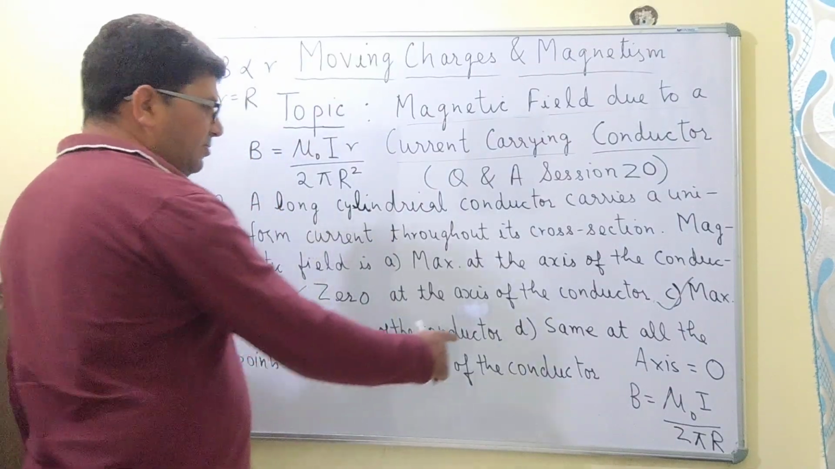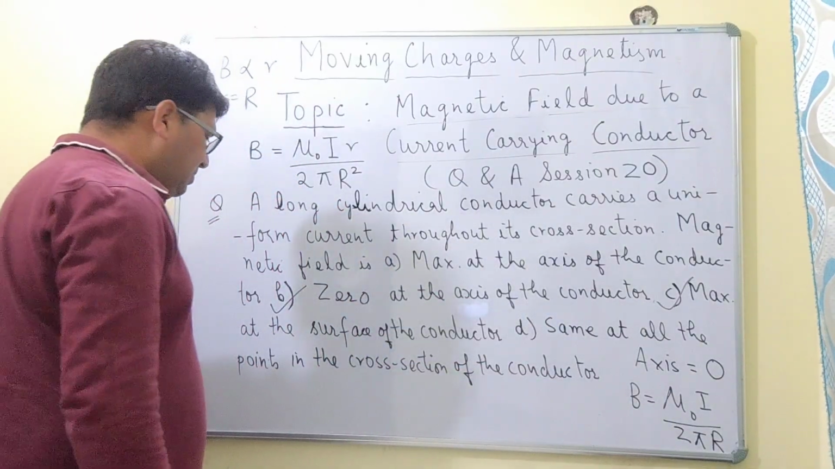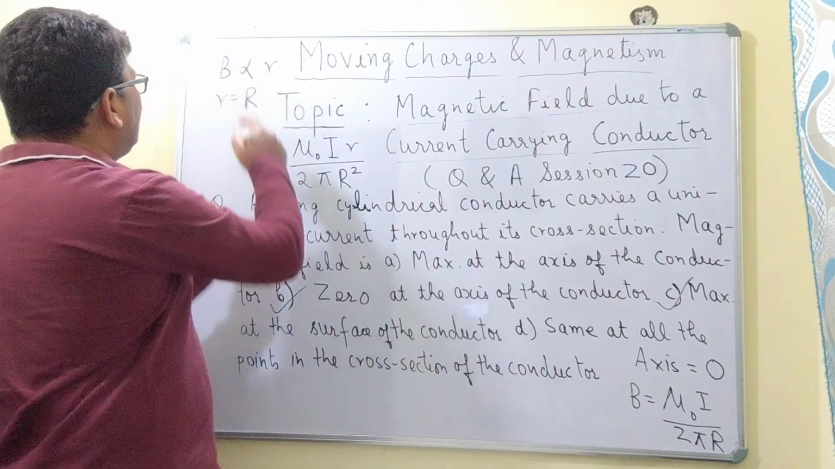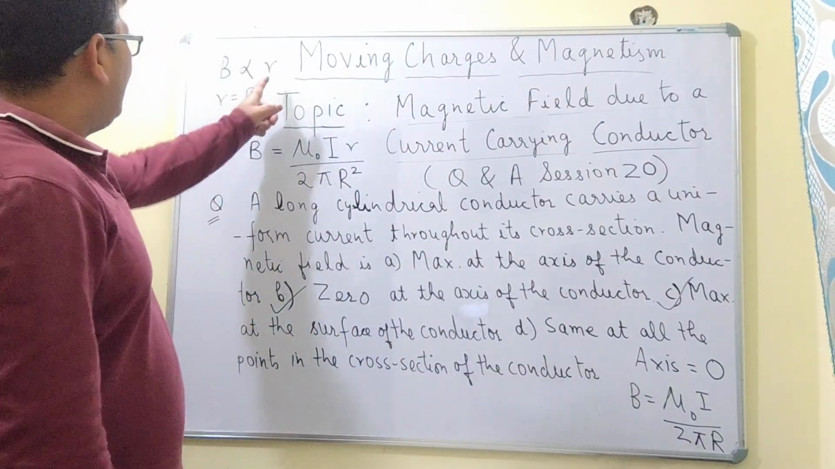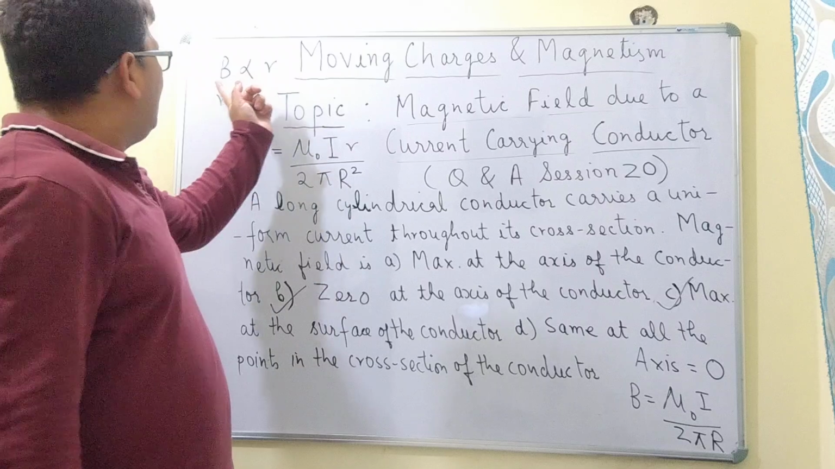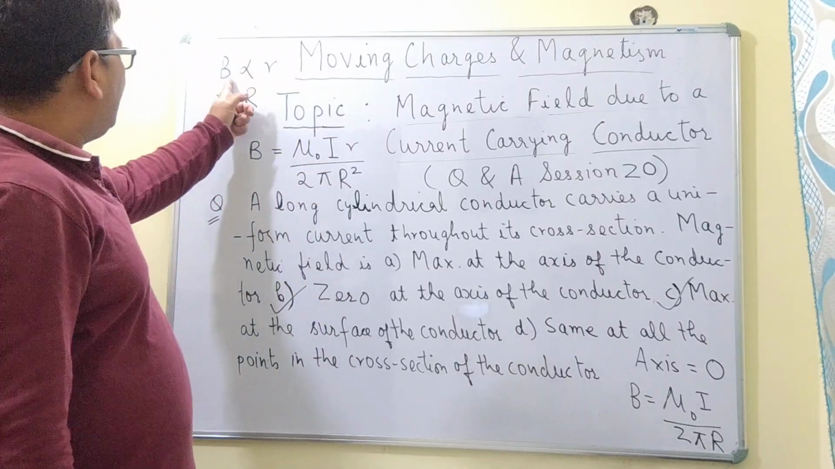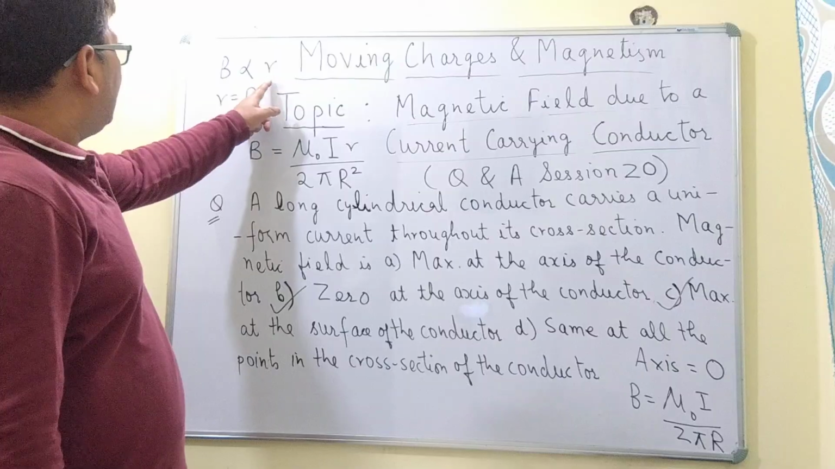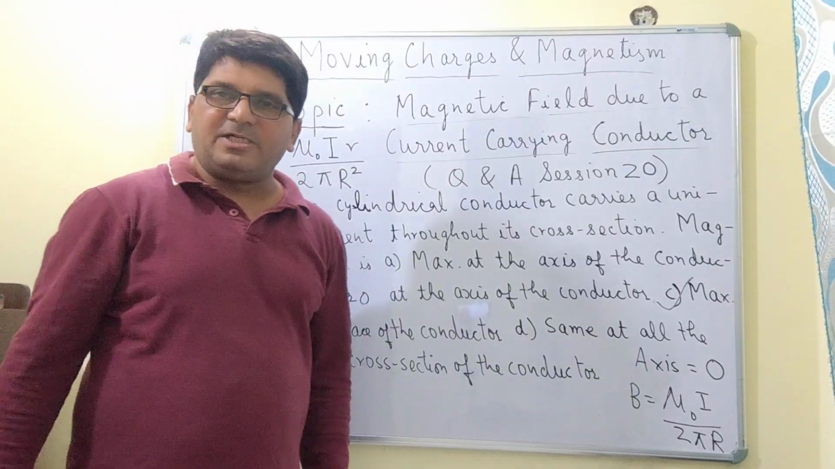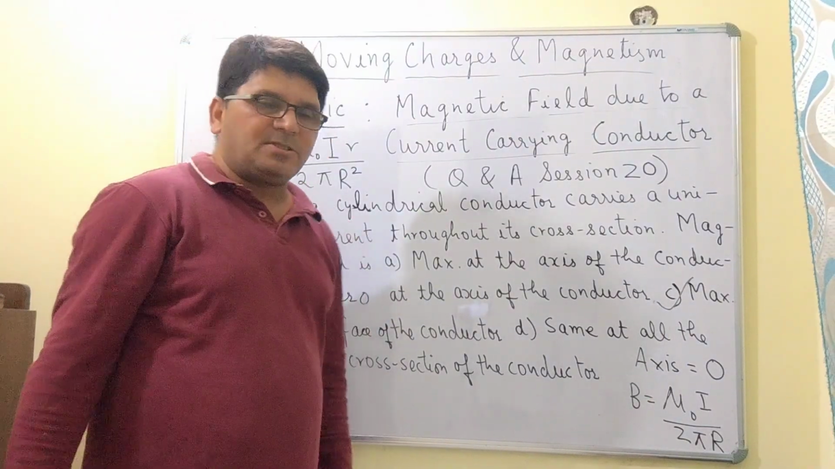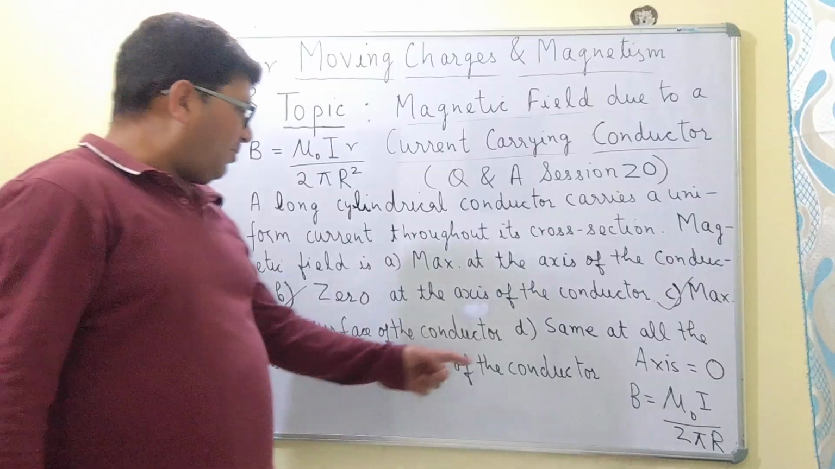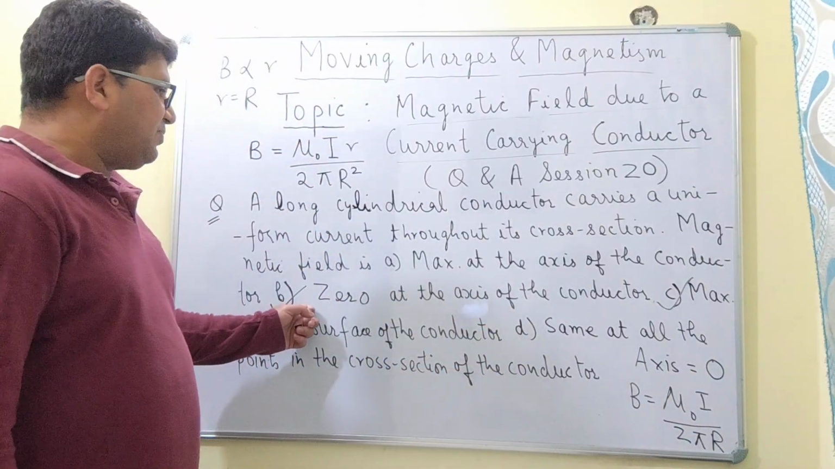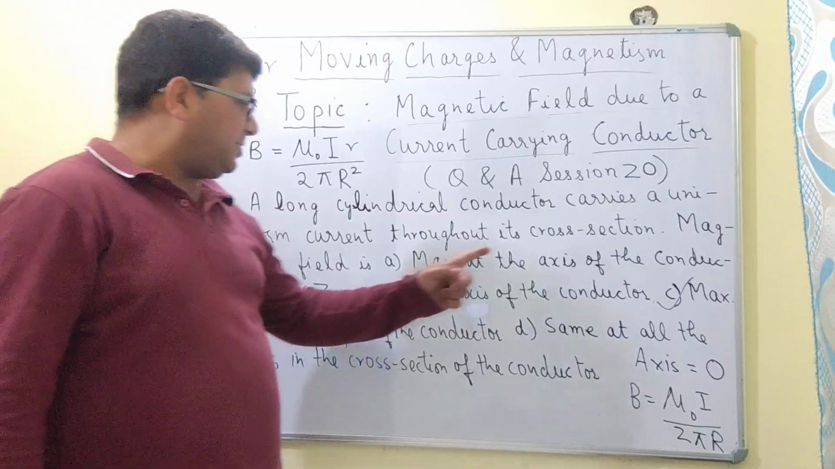Now the fourth option: same at all the points in the cross section of the conductor. This is not correct, because B is directly proportional to small r. When small r increases, B will increase, and when the value of small r is decreasing, the magnetic field will decrease. So this option D is not correct. So here we have 2 options which are correct, that is option B and option C.